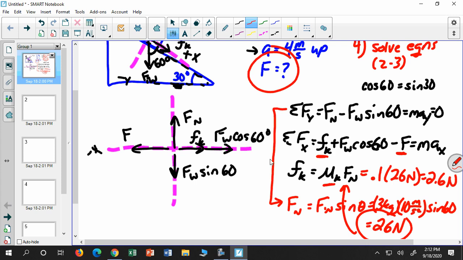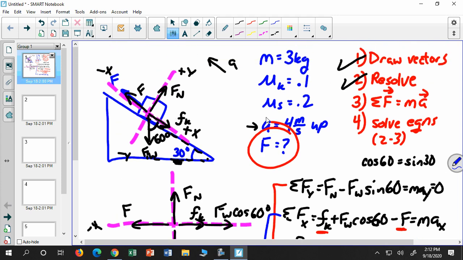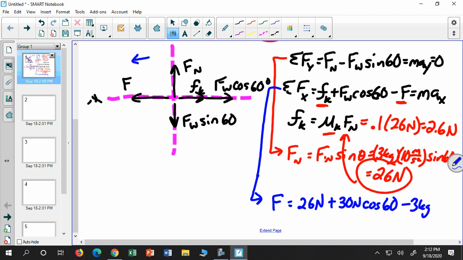And now, finally, I can figure out what F is. I take my sum of the forces in the x direction. Now I know everything here, and I solve that for F. F is equal to Fk, which is 2.6 newtons, plus Fw, that was 30 newtons, times the cosine of 60, minus m, which is 3 kilograms, times ax, and ax is 4 meters per second. But be very careful that my acceleration was in this direction, so it's going to be times minus 4 meters per second squared.